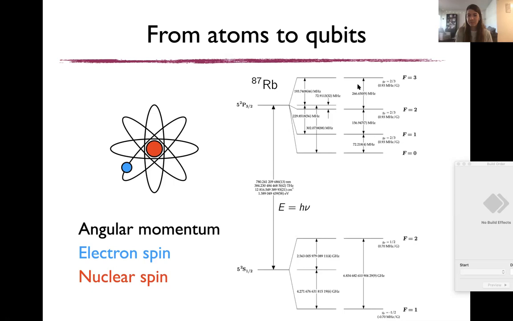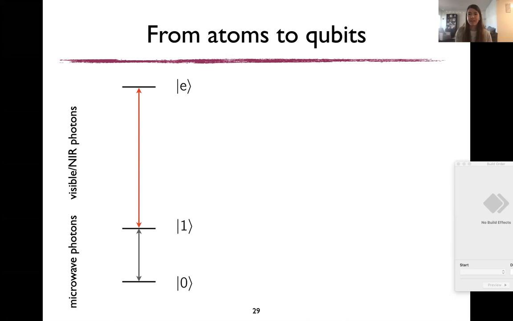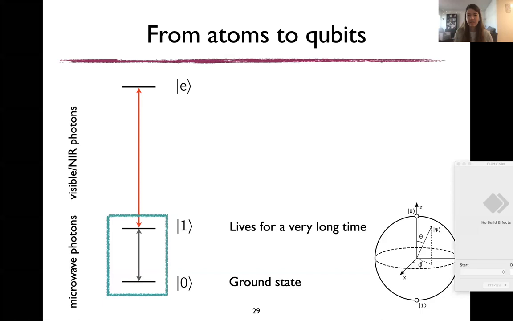But you don't need to focus too much on this. In order to make a qubit, you just need to select three quantized levels out of that zoo of atomic levels. You first take a ground state. That will be the state zero of your qubit. Then you choose another state that preferably lives for a really long time, so that when you prepare the state one, you don't want it to decay back into zero. And these two states will form your qubit basis, where you will be doing operations and rotations and stuff.